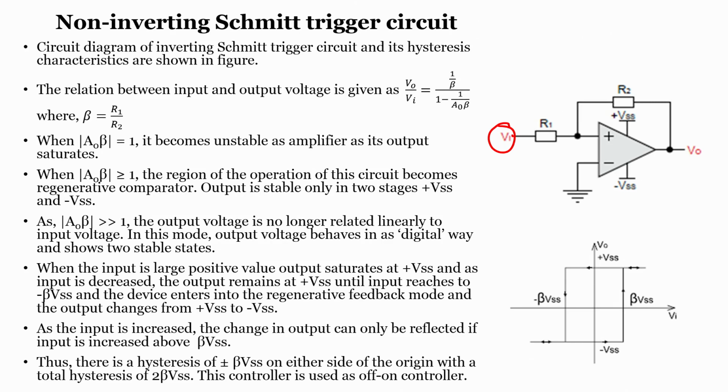If you recall what we have seen in our inverting Schmitt trigger circuit, when the input is greater than the upper threshold, the output will be minus VCC. But in this case, when the input is greater than the lower threshold value, the output is minus VCC. In the previous case, in inverting type, when the input is lower than the lower threshold value, the output is plus VCC, but in this case, it is minus VCC. And similarly, when the input is greater than beta VSS, which is your higher threshold value.